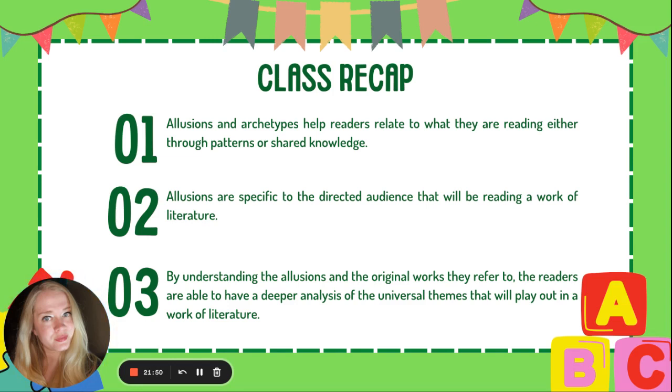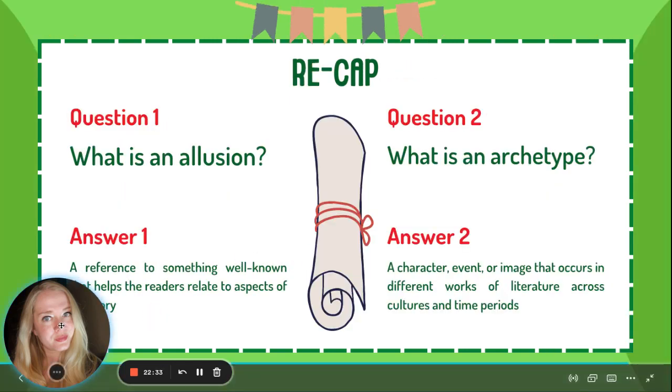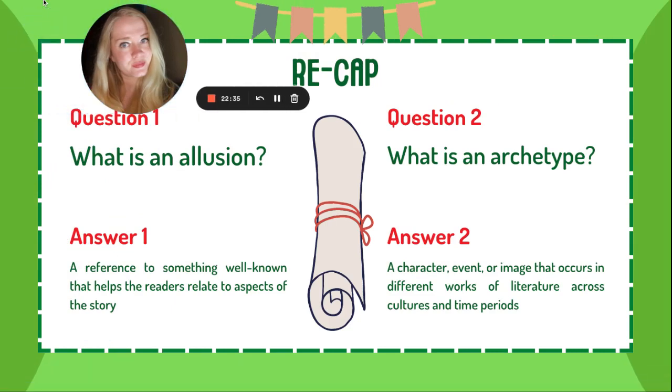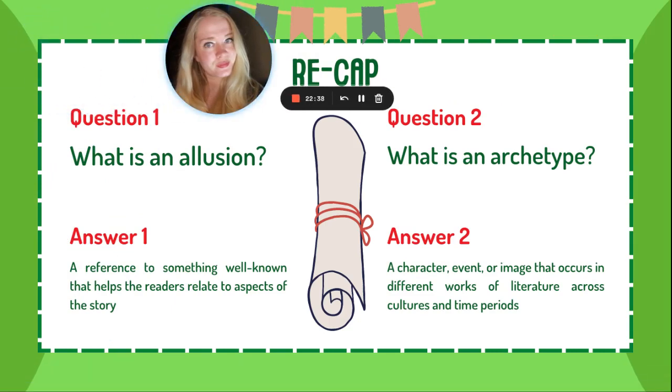And finally, by understanding allusions and the original works that they're referring to, our readers are able to have a deeper analysis of the universal themes. And that is a huge part of understanding literature. Being able to understand that the author has a theme that they are wanting to teach to the reader, and being able to use those archetypal patterns and allusions to really build upon the motifs that are created and turn them into a clear theme statement. If you do not get the answer to these, you might want to reevaluate and recap.